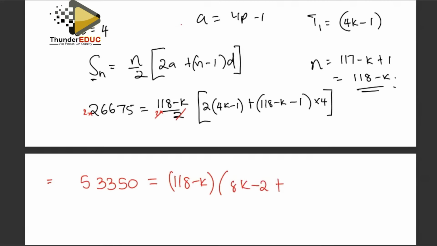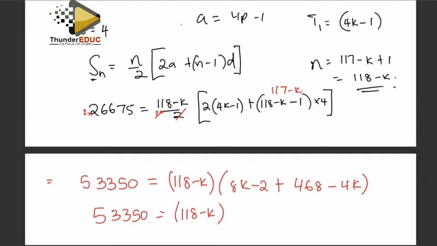We know that 118 minus 1 is going to give us 117 minus k. Now we are multiplying by 4. So 117 times 4 gives me 468 minus 4k. Let's simplify that bracket. 53350 is 118 minus k into this, and that gives us 4k, and then minus 2 and that gives me 466.